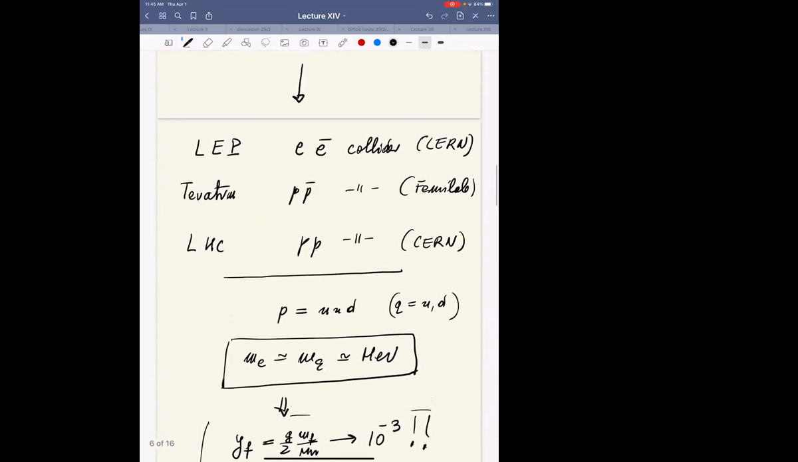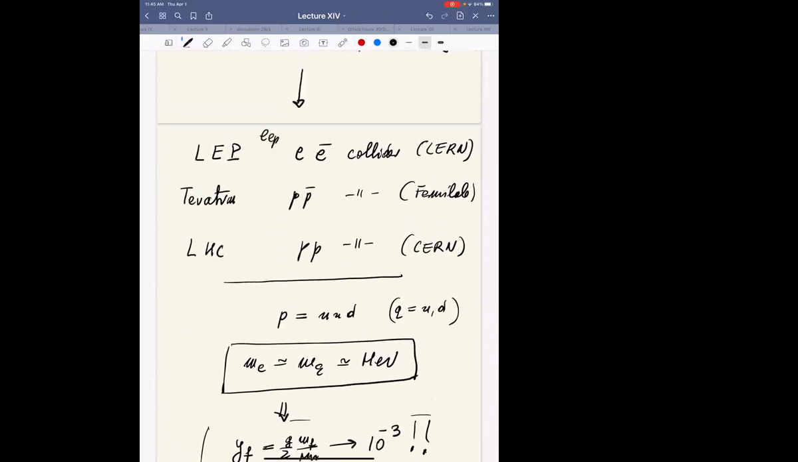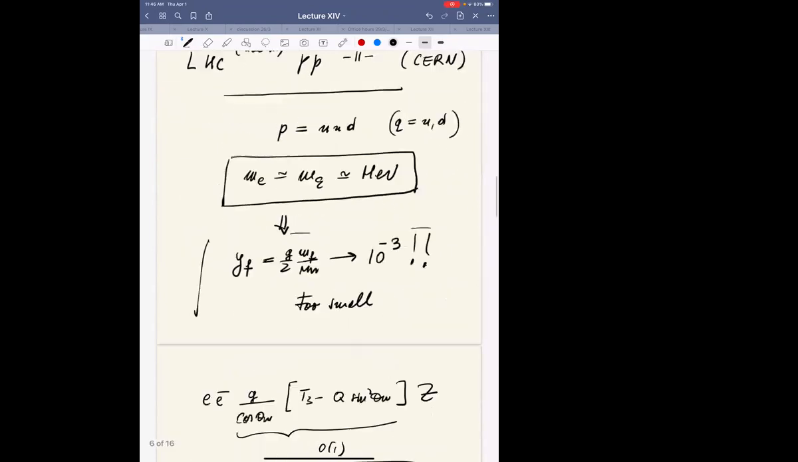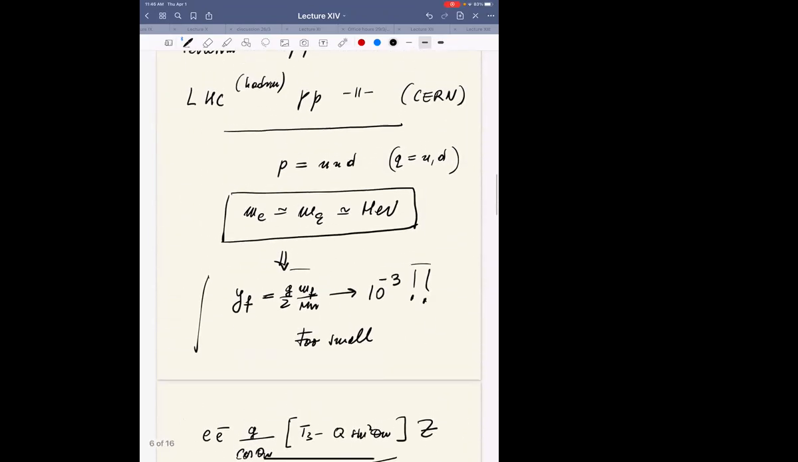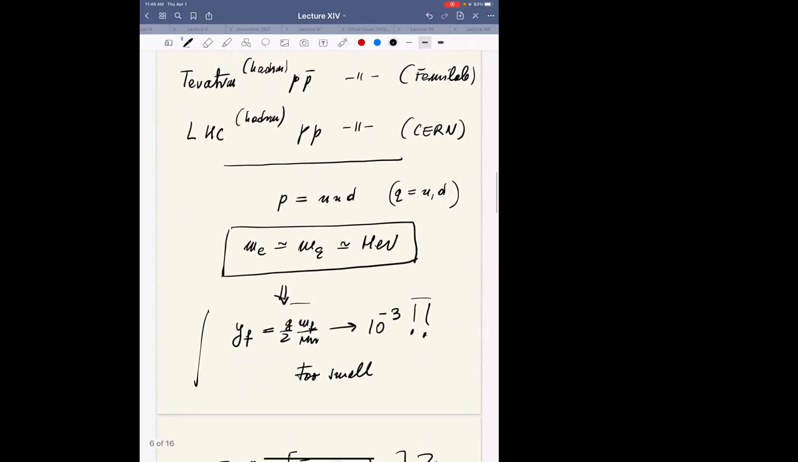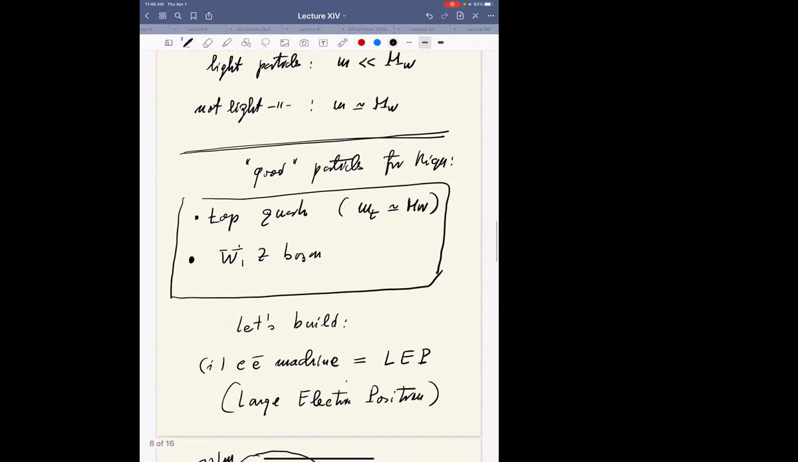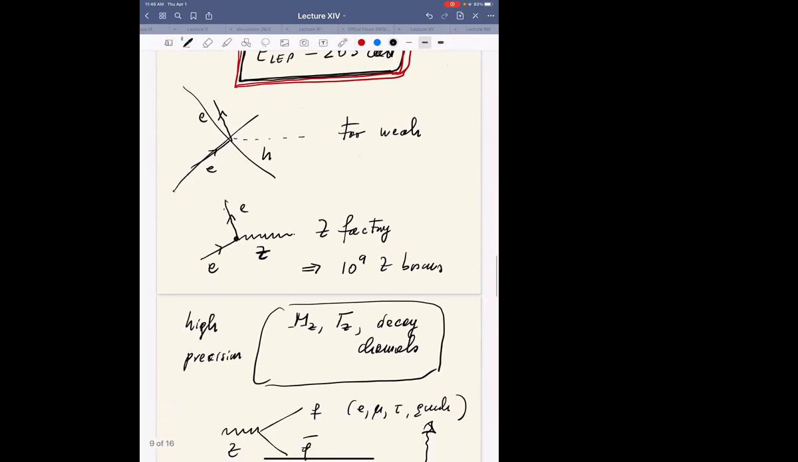We have two types of machine. This is a lepton machine, and this is a hadron machine. So you see what it is. A lepton machine is very clean because the physics of electrons, for example, is understood with extraordinary precision.